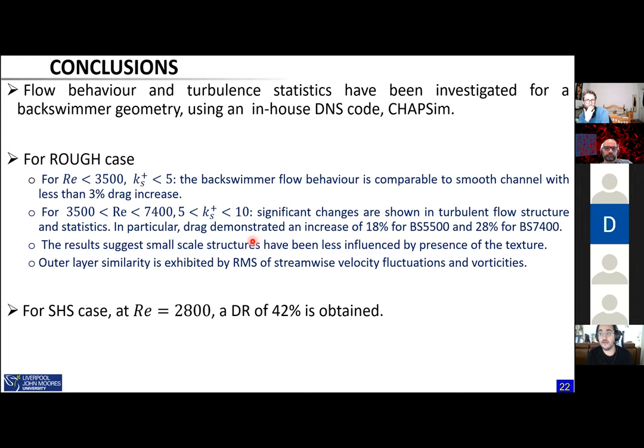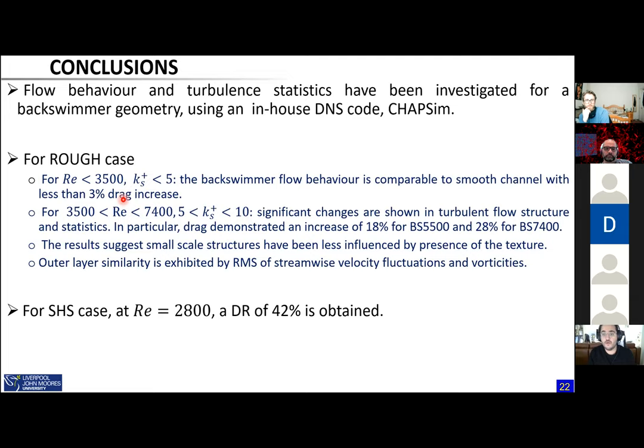For Reynolds number less than 3500, the flow was comparable to smooth channel flows with less than 3% drag increase. For the rough implementation between 3500 and 7400, there is a significant change in the turbulent behavior, and it demonstrated a drag increase up to 28% for the case of 7400.